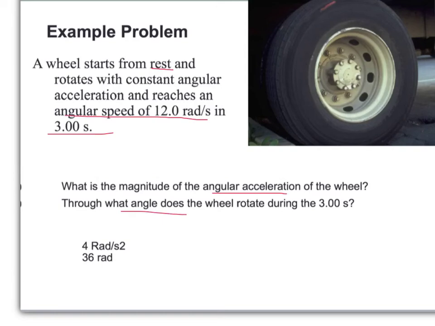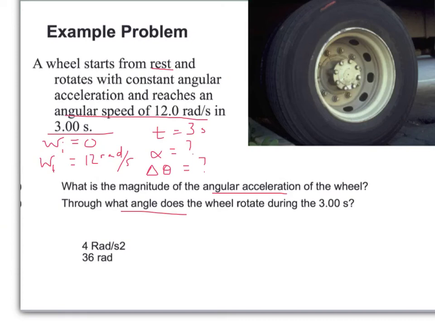So just like we would with our old kinematic problems, we're going to make a list of what we know and what we're trying to find. So they tell us that it starts from rest, so our initial angular velocity is 0. It reaches an angular speed of 12 radians per second, so our final angular velocity is 12 radians per second. And it does this in 3 seconds, so t equals 3 seconds. And we're looking for the angular acceleration, and we're looking for the displacement. Through what angle does the wheel rotate? So they're asking for displacement.